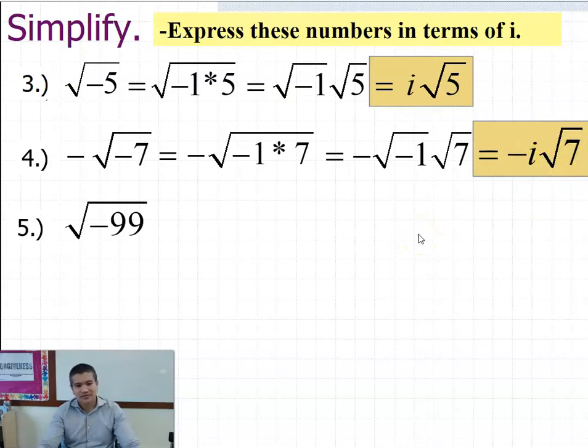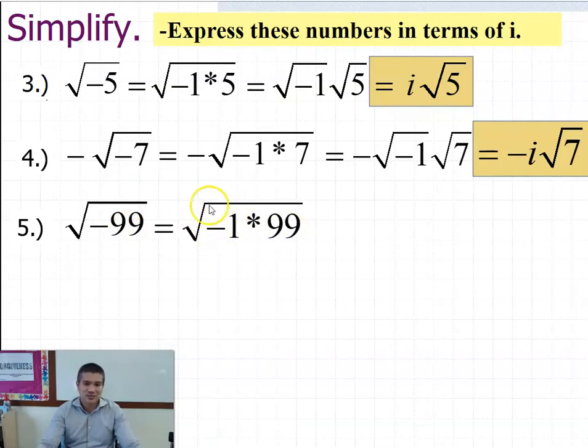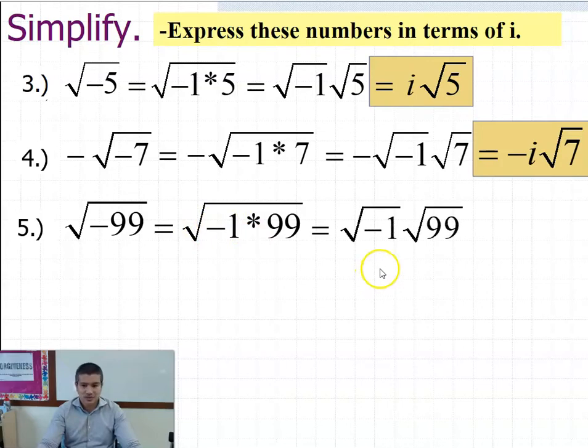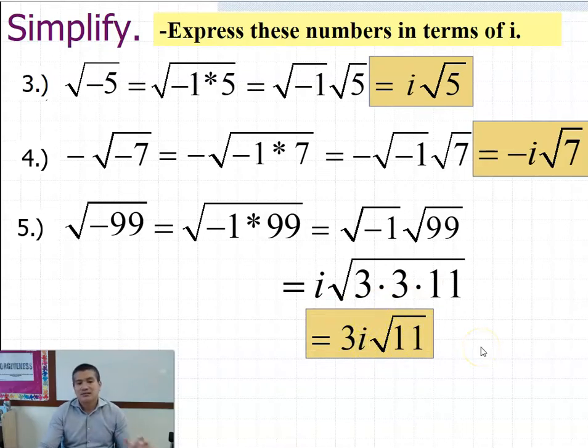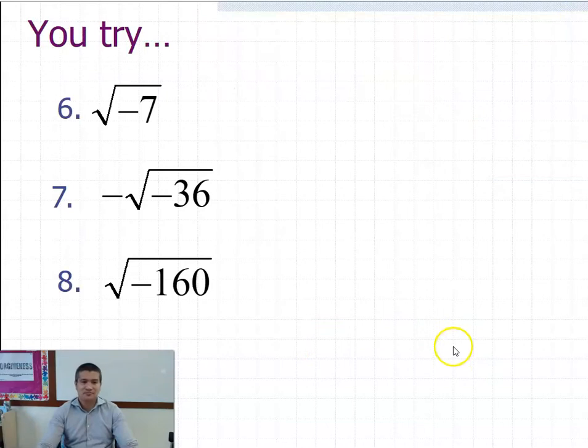Next, square root of negative 99. We can factor negative 99, right? To 99 times negative 1, so that we can simplify square root of negative 1, which gives us i. But 99, we can factor it out as 3 times 3 times 11. That will give us 3i square root of 11. Okay? So as what I've said in the past, we have discussions that if inside of the radical you can simplify it, you have to simplify it to the simplest form.